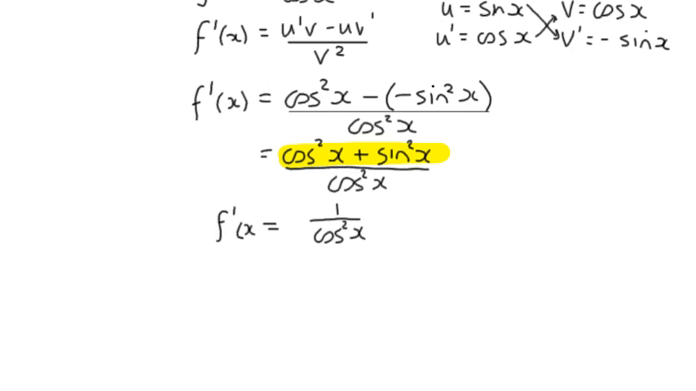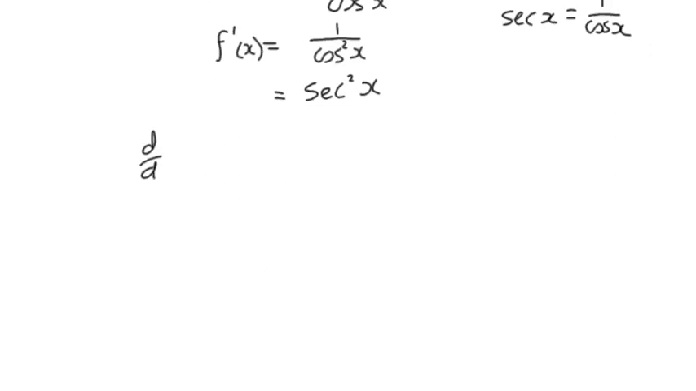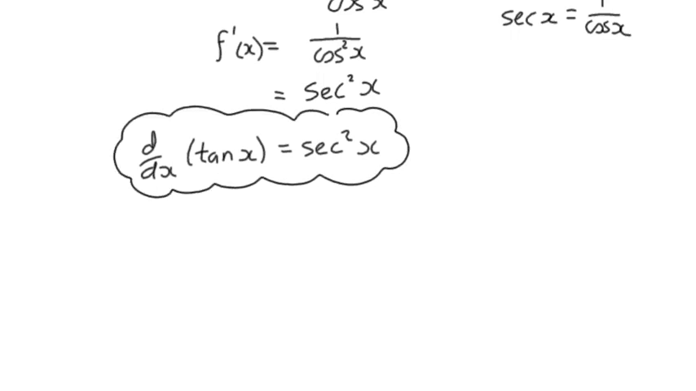So the derivative of tan x is 1 over cos squared x, but we now have a new function which represents 1 over cos x, and that is sec x. Sec x is 1 over cos x. So 1 over cos squared x we can just write as sec squared x. In other words, the derivative of tan x is sec squared x. Okay, that's the first one.